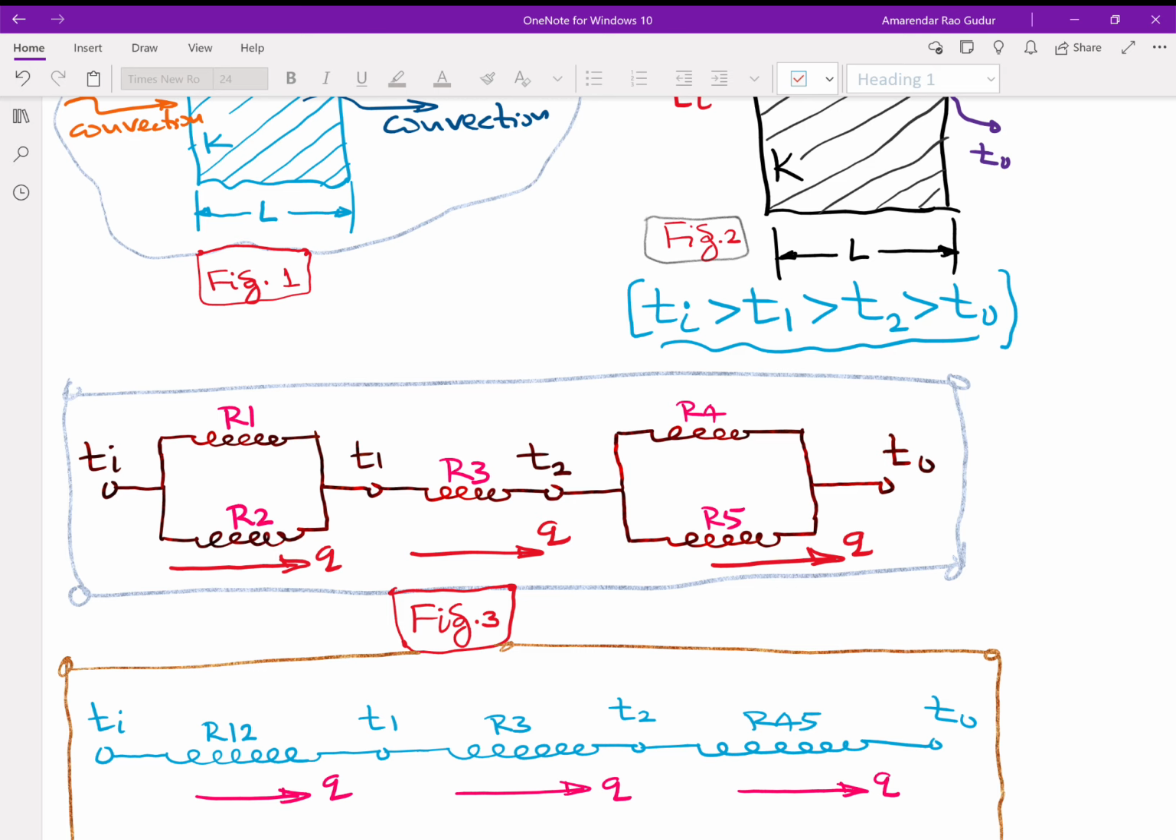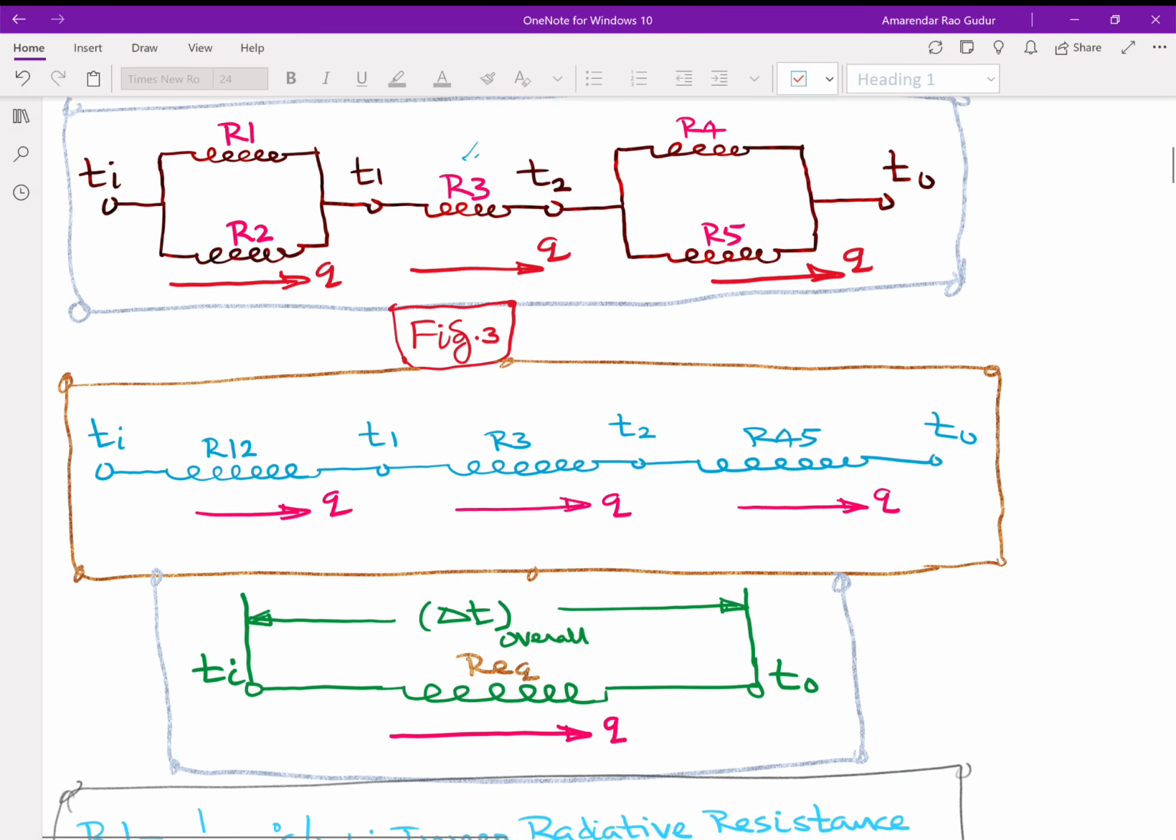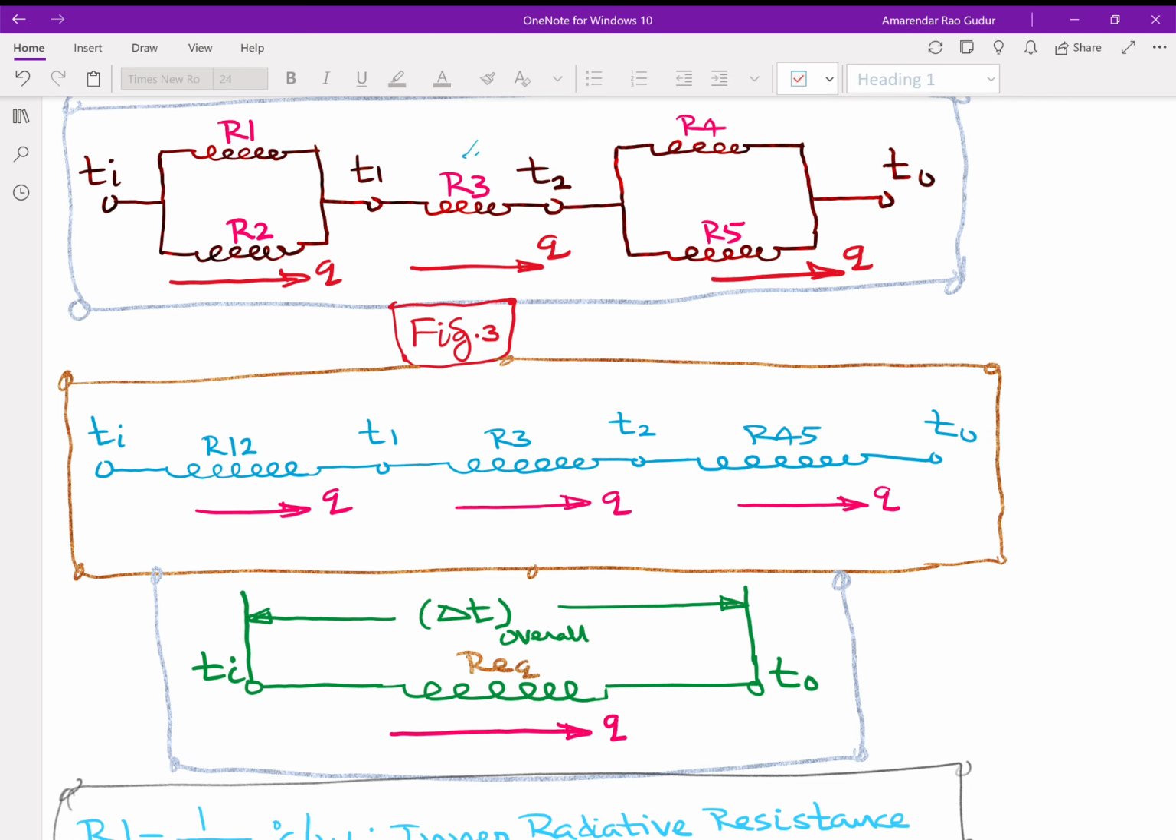It may be noted that R1 and R2 are the inner radiative and inner convective resistances. R3 is the conductive resistance through the wall. Then R4 and R5 signify outer radiative and outer convective resistances. And we simplify this circuit by using the famous Ohm's law that whenever a number of resistors are working in parallel, the reciprocal of their equivalent resistance will be equal to the sum of the reciprocals of individual resistances.